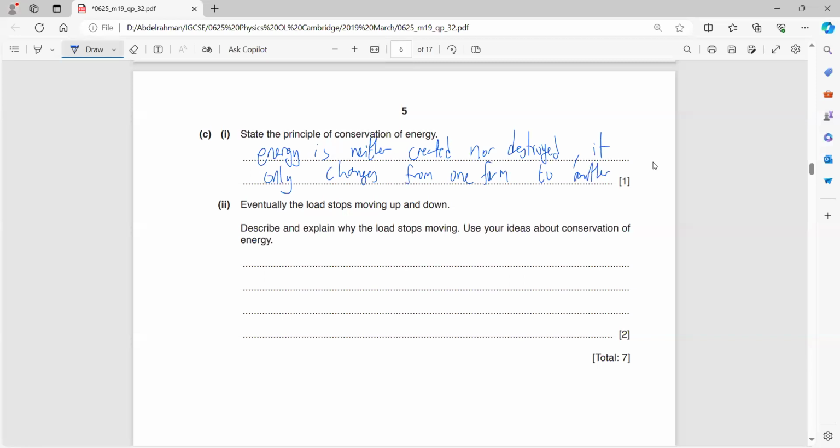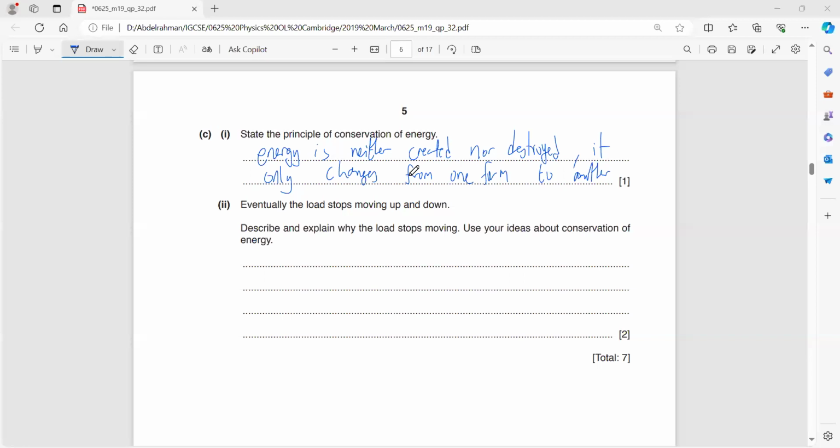But for this question, you can just write down energy is neither created nor destroyed. Eventually, the load stops moving up and down. Describe and explain why the load stops moving. Use your ideas about conservation of energy.